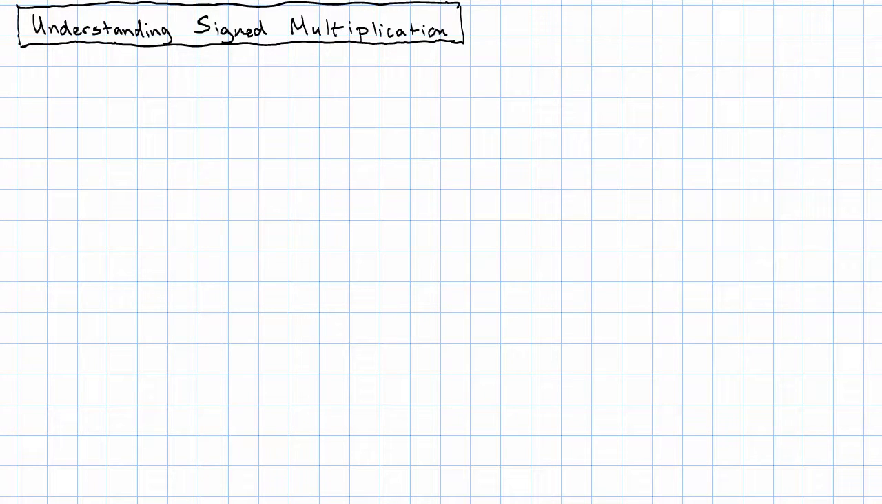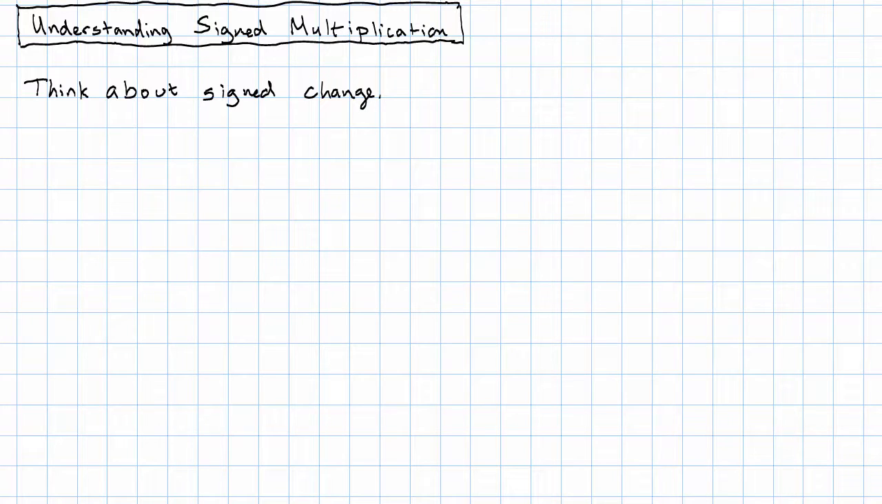Before we can talk about how we multiply signed numbers, we need to think about what that even means. The easiest way to understand the multiplication of signed numbers is to think about a signed number as change.